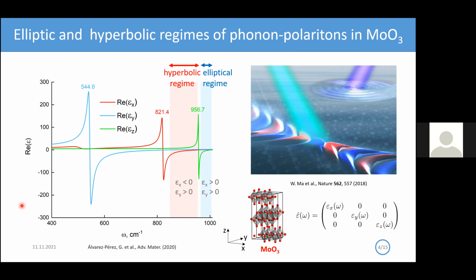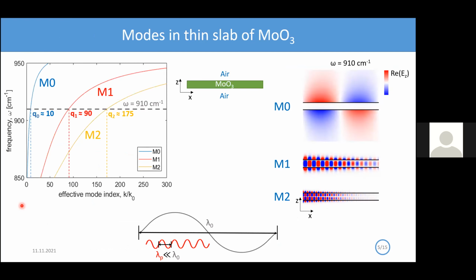and this leads to the formation of frequency ranges, so-called Reststrahlen bands, in which waves from a point source on the surface can propagate with hyperbolic or elliptical dispersion law, depending on the sign of the in-plane components of the dielectric tensor. In this work, we are interested in both hyperbolic and elliptical regimes in order to demonstrate the properties of these materials. Let's consider a thin film of this material.